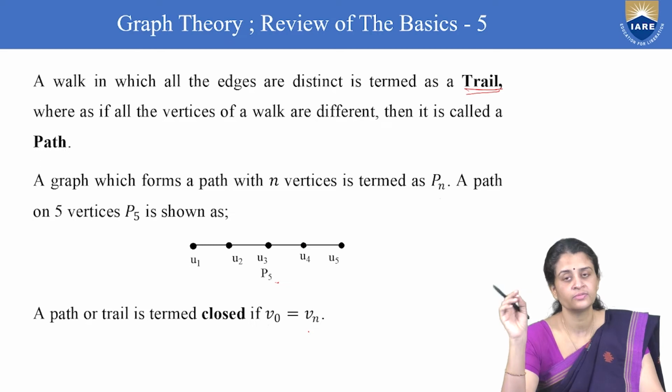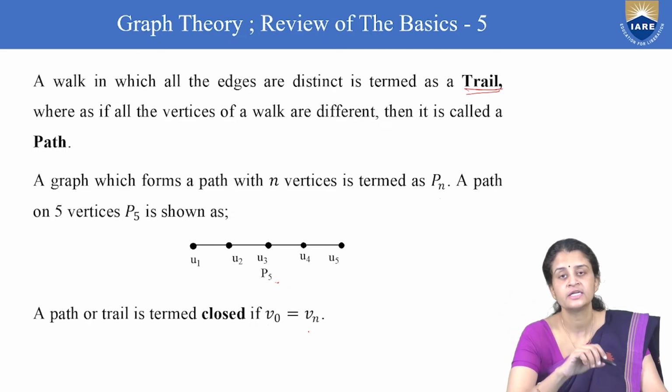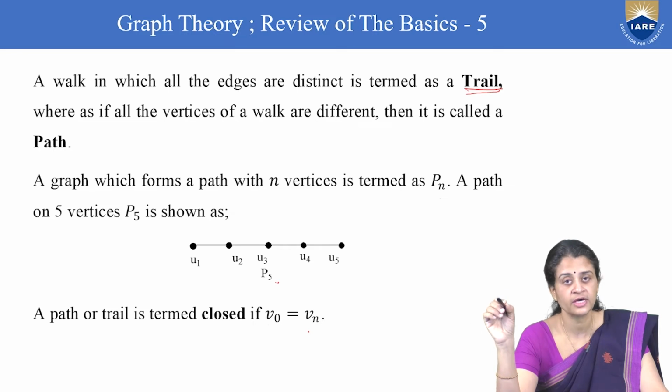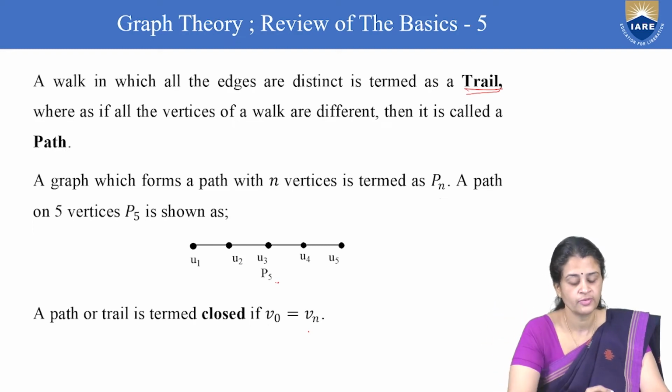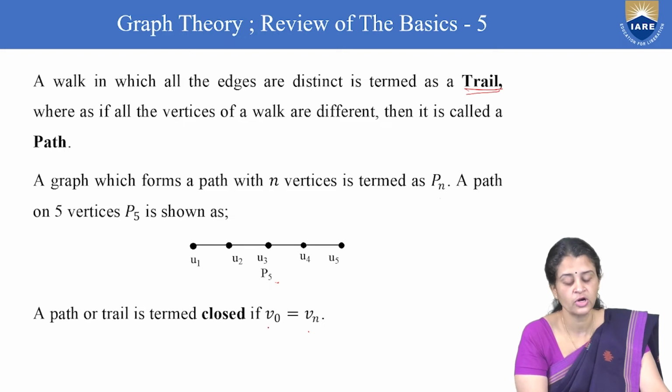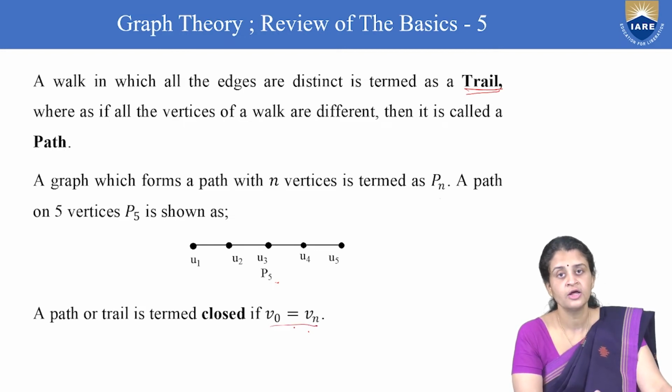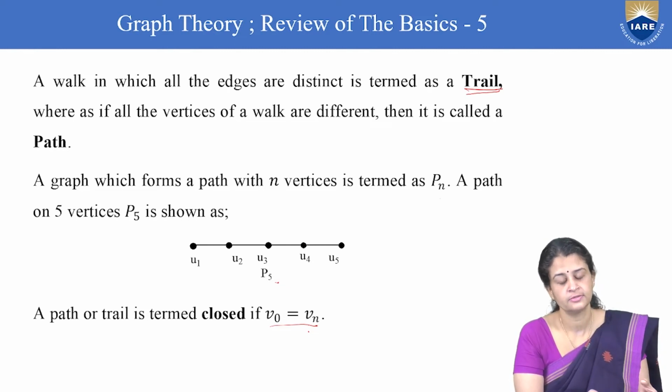In the same way, a walk in which edges do not repeat is termed a trail, and a walk in which the vertices do not repeat is termed a path. And if the trail or path happens to be closed, that is, if V0 equals Vn, if the initial and final vertices happen to be the same, then the particular trail or path is termed closed.